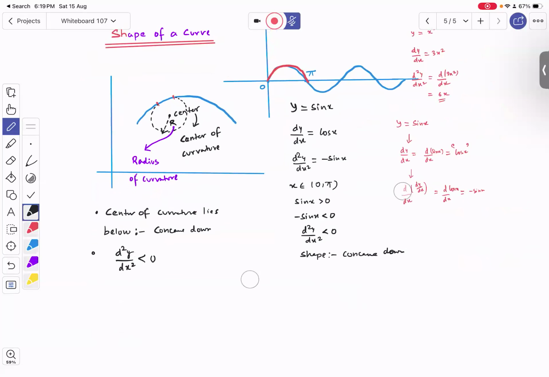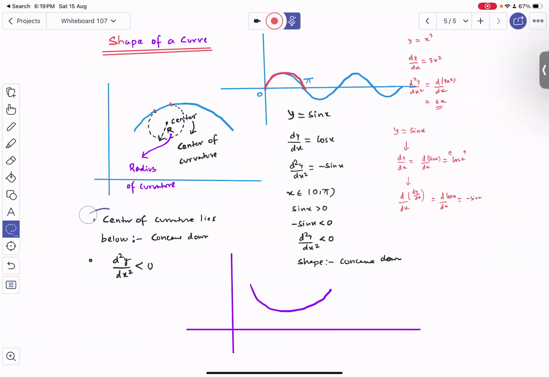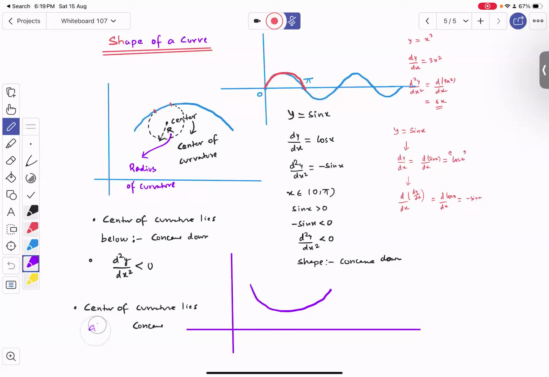So same way, if the curve is going to look like this, or if the center of the curvature lies above, we call it concave up. And wherever the shape of the curve is concave up, you can't forget, up positive. Clear, no?